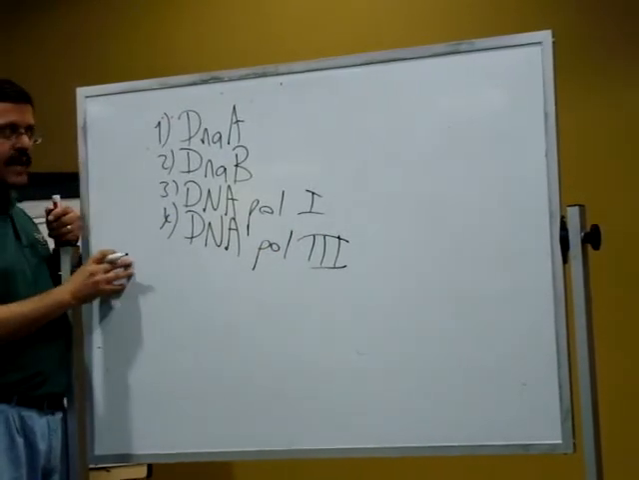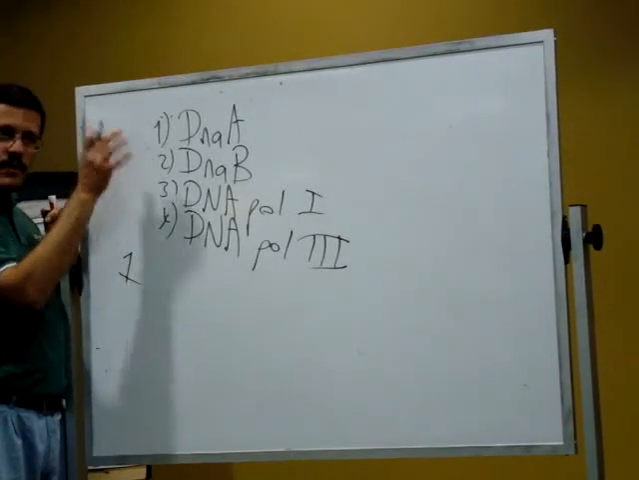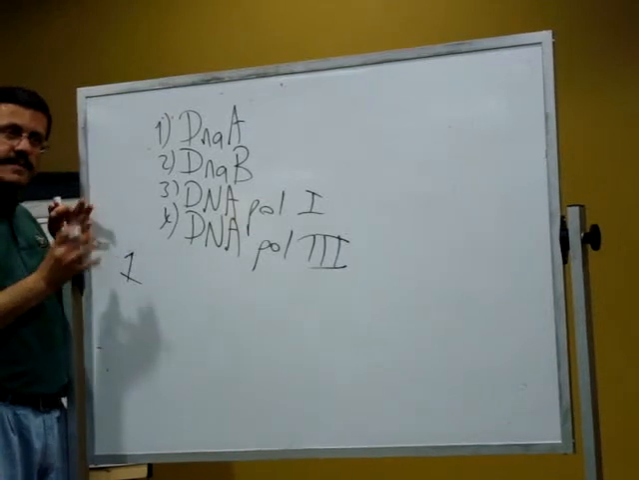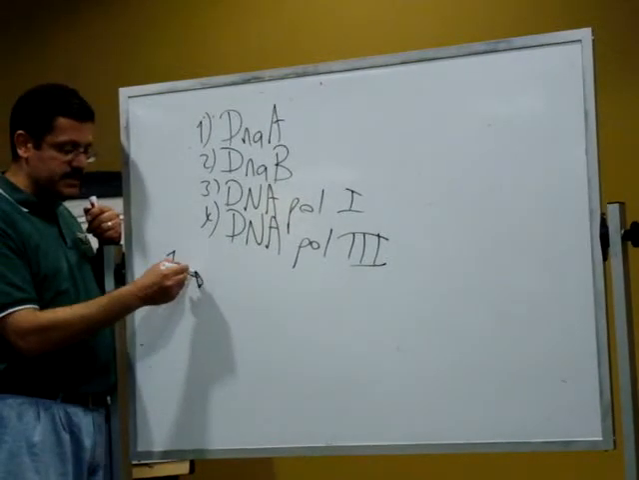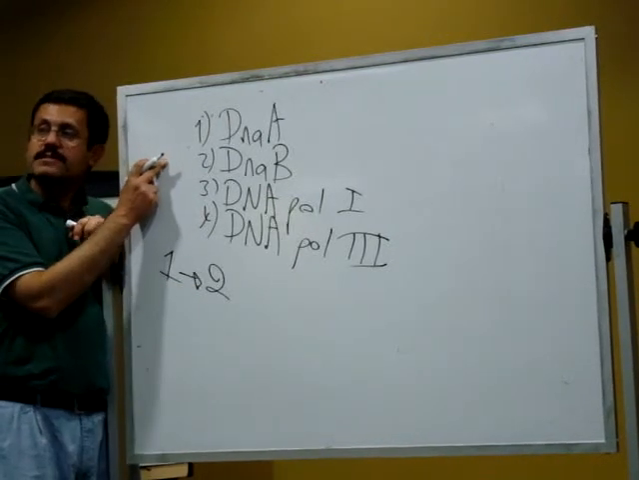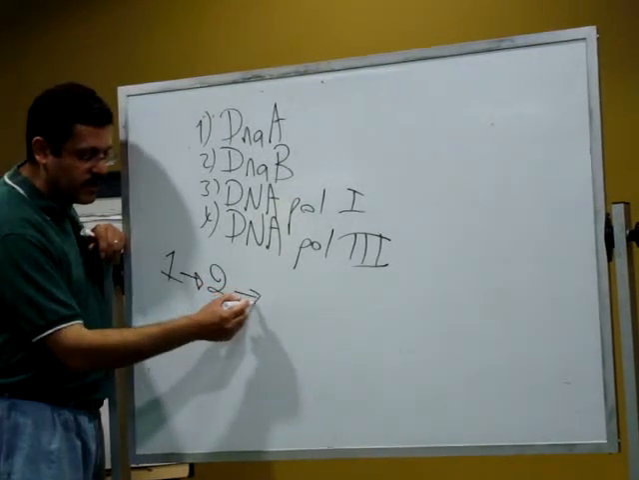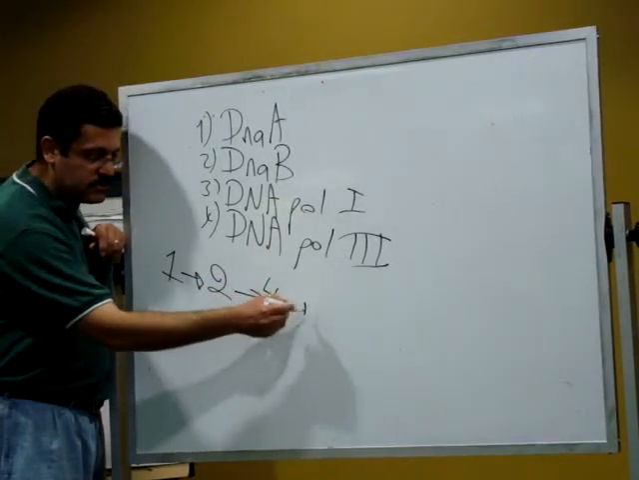The first one that would land would be 1, because DNA A is the one that binds to the origin to destabilize. The next one that comes is 2. What does DNA B do? It's the helicase that opens it up further. Followed by 4, followed by 3.